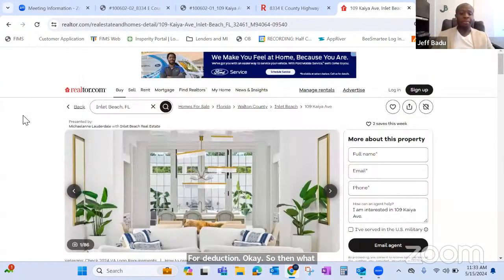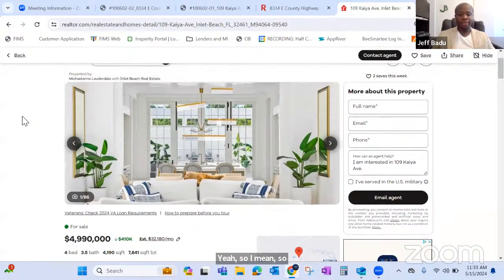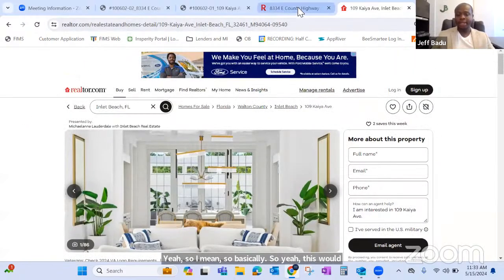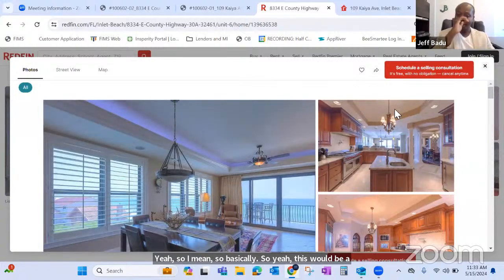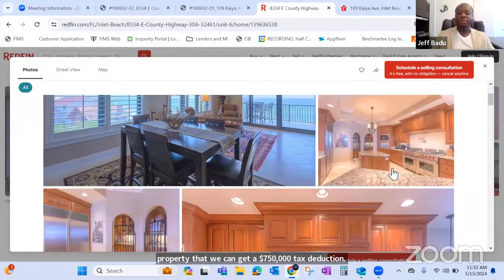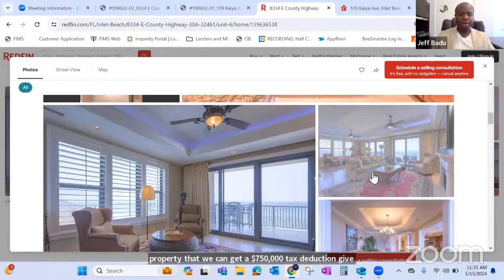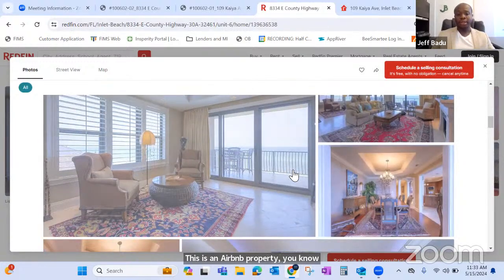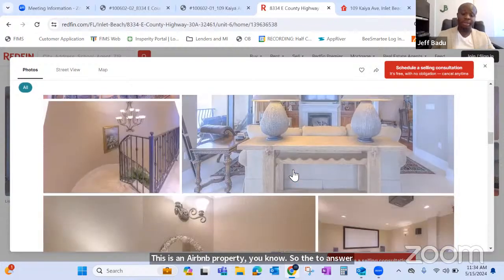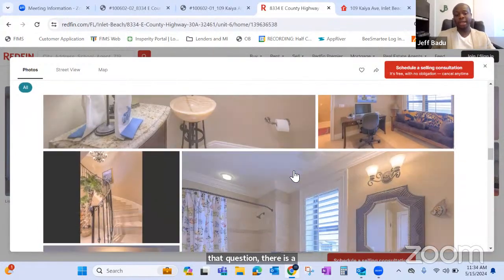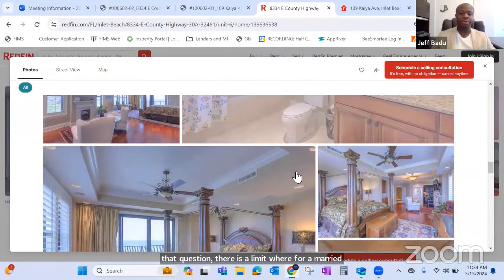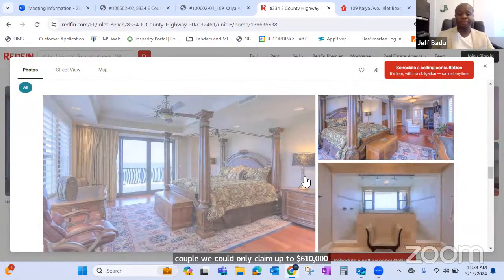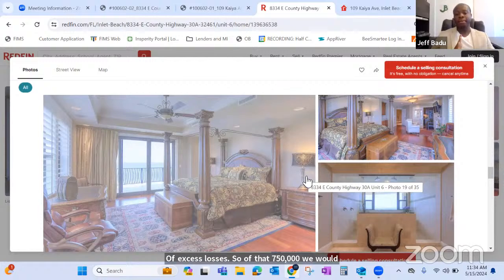So basically, this would be a property that we can get a $750,000 tax deduction, give or take, right? If we do the cost seg, assuming this is an Airbnb property. So to answer that question, there is a limit where for a married couple, we can only claim up to $610,000 of excess losses. So of that 750,000, we would only be able to claim up to 610,000 in year one, and that is known as a net business loss deduction limit.